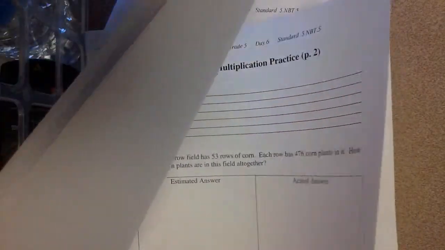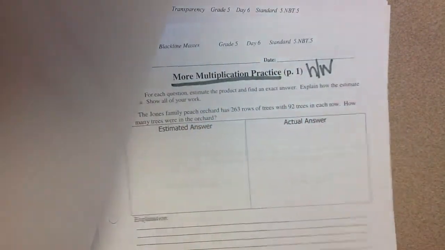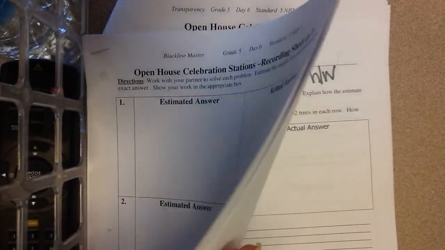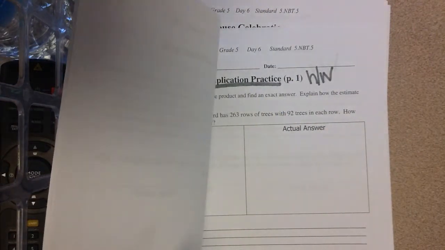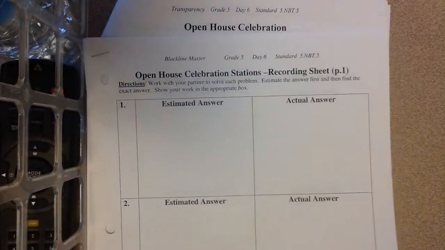So these last 2 pages in your packet, more multiplication practice, are homework. If you do not get to all of these pages, they don't turn into homework, the last 2. Make sure you raise your hand and ask if you're confused on which is your homework part.